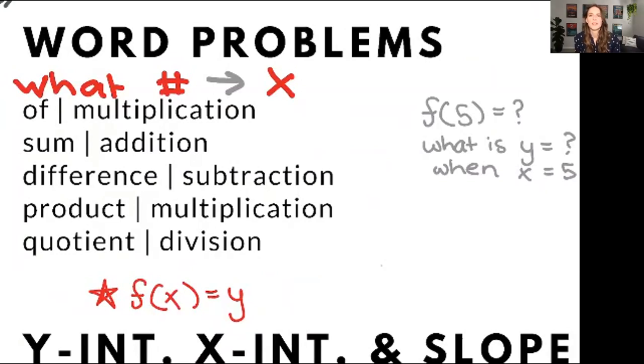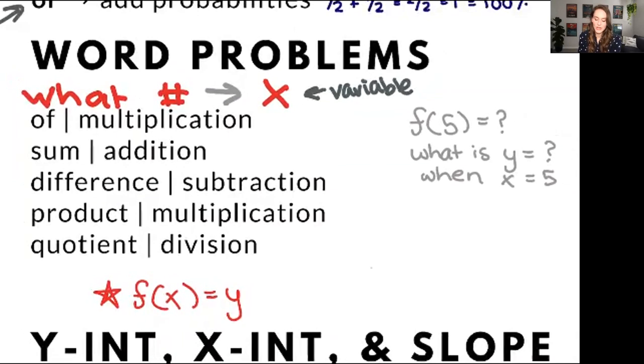So if you see the words "what number," that's going to be plug in a variable. It's something that's not given. So I just put x here, but you could put any variable. If you see the word "of," that means multiply. "Sum," you're going to add. "Difference," subtract. "Product," again, you're going to multiply. And "quotient" is going to be division. You are pretty much guaranteed to see questions containing this kind of language on the SAT. This is one of those things that's just a guarantee. You're going to see it on there.